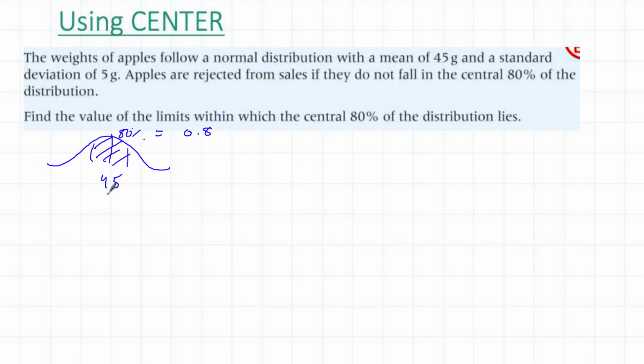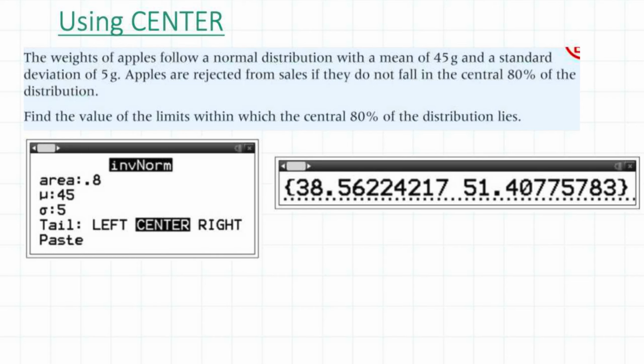So find the value of the limits where this will lie, and this is where you use the calculator for that. So we do inverse norm, the area 0.8, mean, standard deviation, but this time we select center. And what the calculator will do, it will give you the lower boundary, so the lower limit, and the upper limit. So the area between those two values is 80%. So these two are the answers to the question.